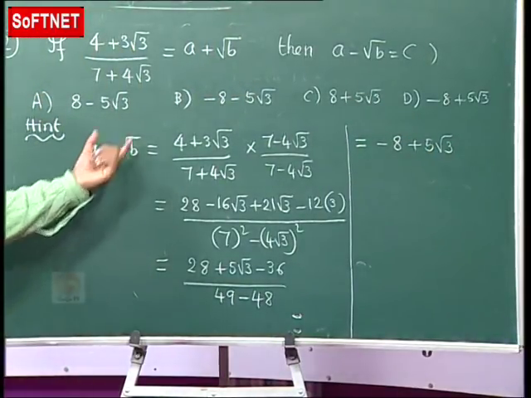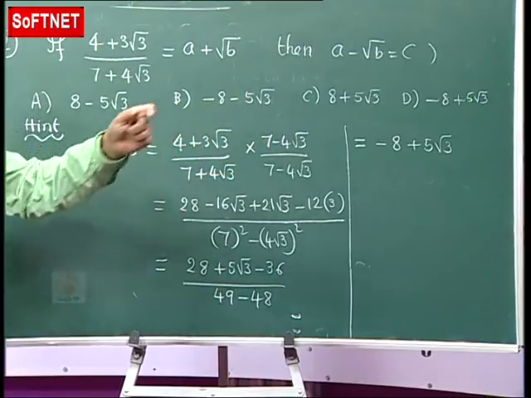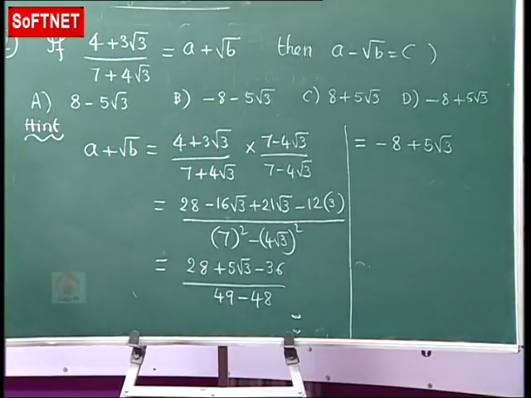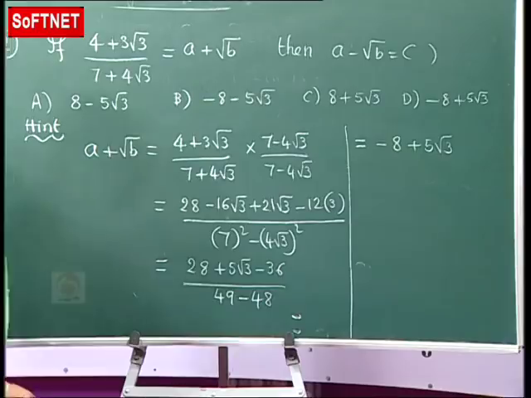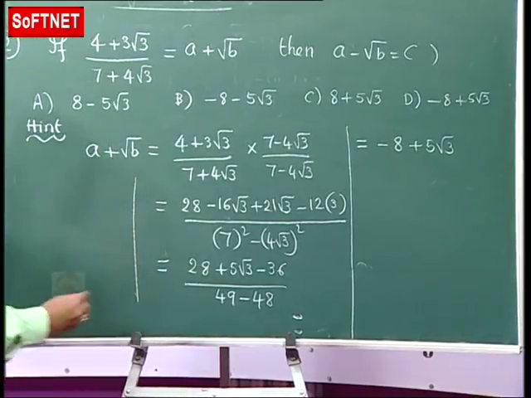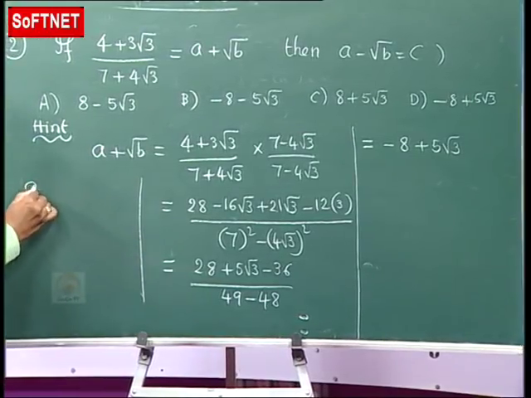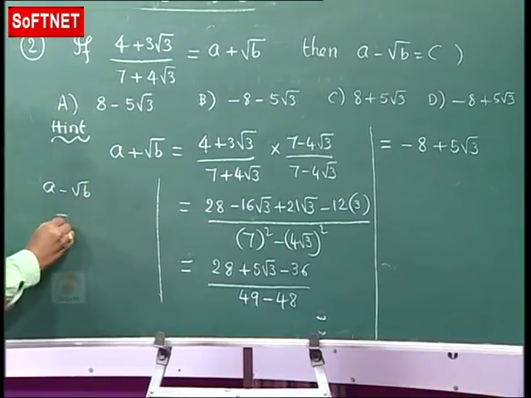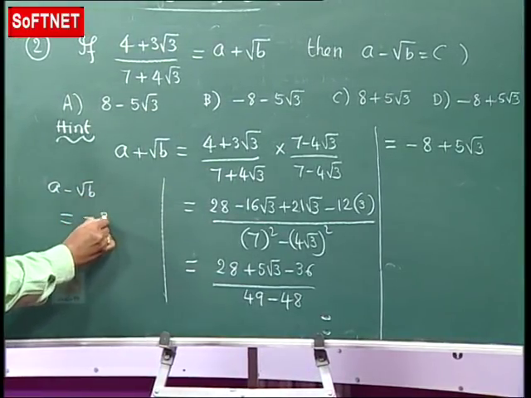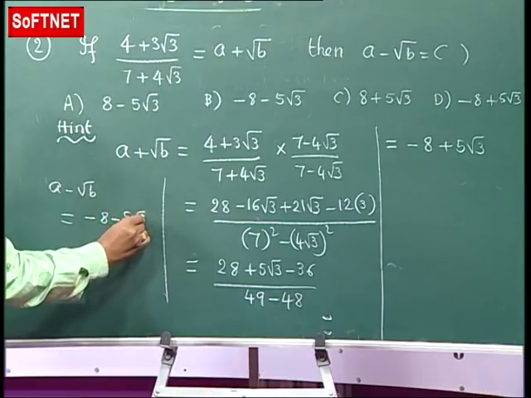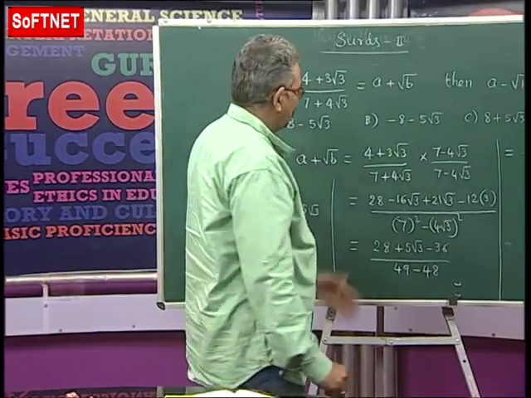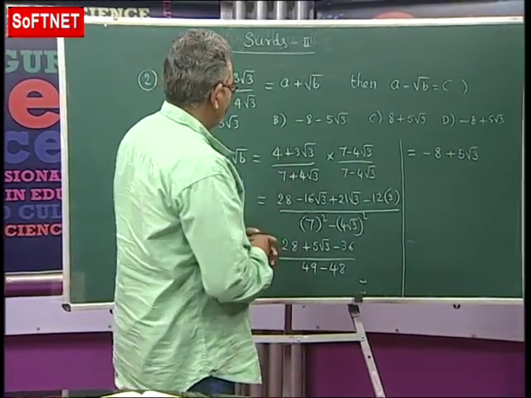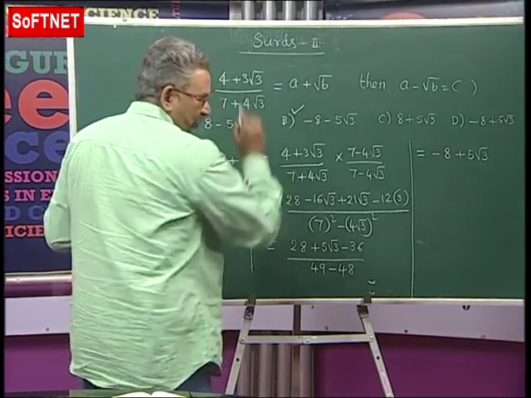As a plus root b is equal to minus 8 plus 5 root 3, what is the conjugate of a plus root b? That is a minus root b. Therefore, a minus root b is equal to minus 8 minus 5 root 3. Now, check the options. So, which is the right option here? B is the right option.